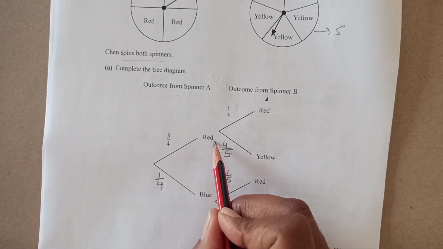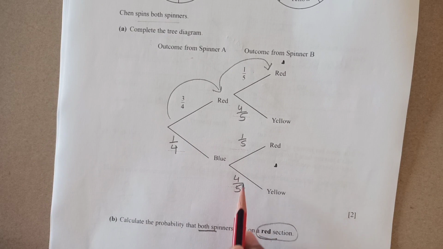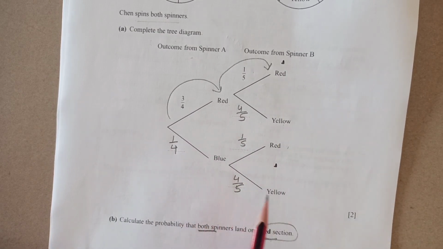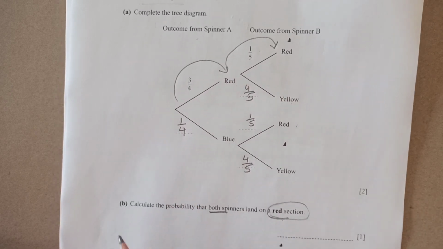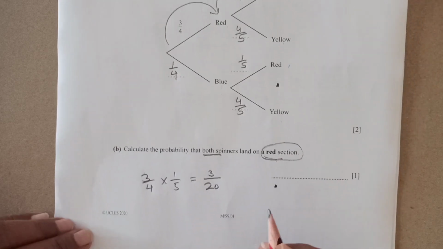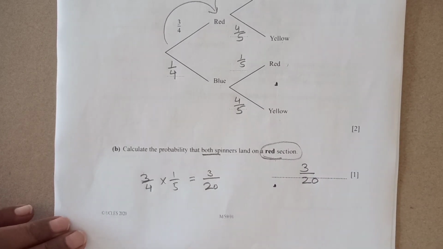So that's it. Now calculate the probability that both spinners land on the red section. Red, so you see the first one is red here, the second red is here. There are no other two reds you can see. There is red yellow, blue red, blue yellow. So we are just going to multiply this one. This is 3 over 4 times 1 over 5. So this is 3 over 20, 5 times 4 is 20. So the final answer is 3 over 20.